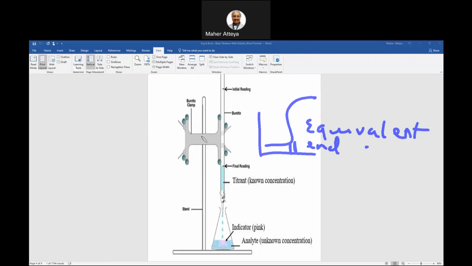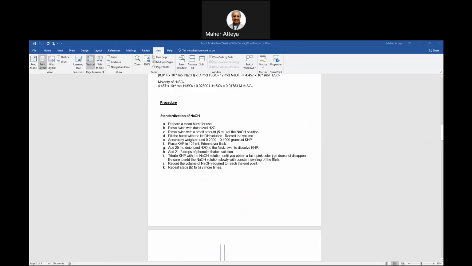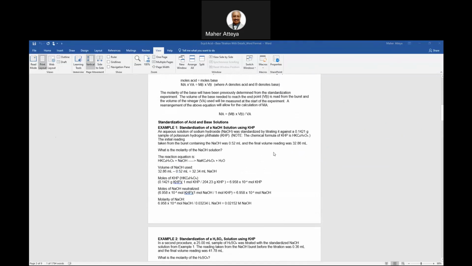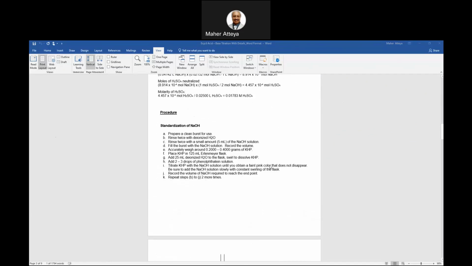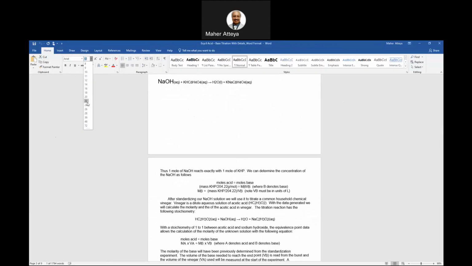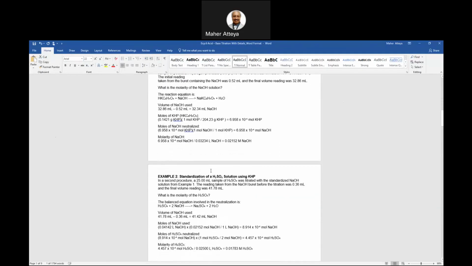So let's get now to what we have to do here. First of all, we standardize our sodium hydroxide. We have our sodium hydroxide back there, but we don't know its concentration. So how do we do the standardization? Well, first you have to weigh, and this is here. I can take this one here, just hold on, so you can see it here.